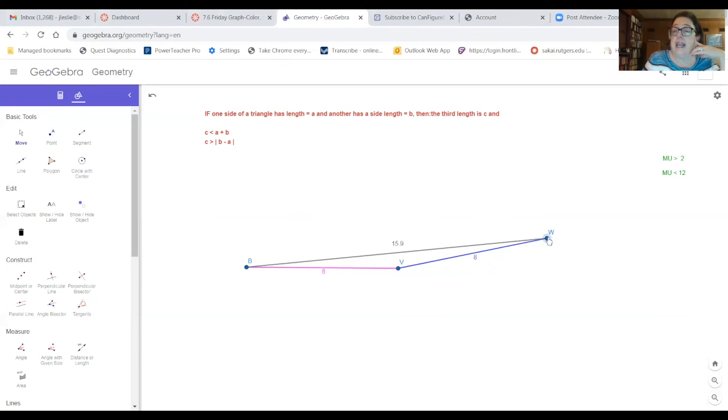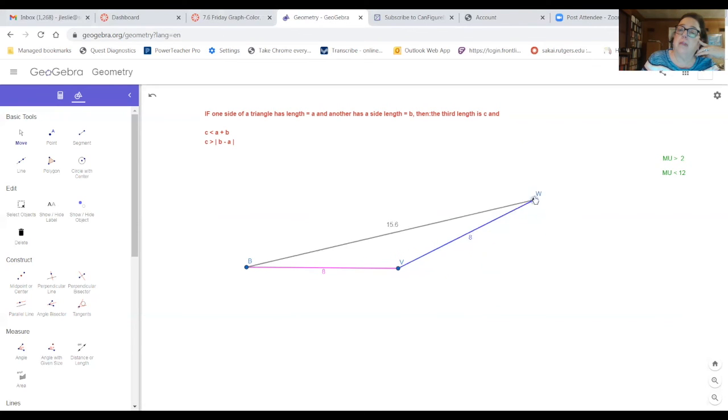The more interesting case is, what is the smallest BW can be? And because these sides are equal, they can exactly overlay one another. The lower limit is actually 0. It just has to be bigger than 0. It can be any tiny amount apart because it's an isosceles triangle. So this is a fun example to explore.